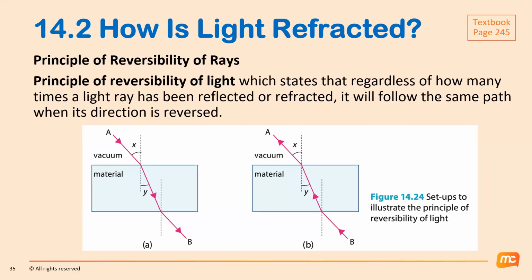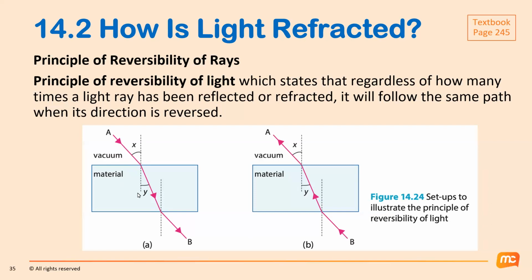To better understand how we can use the second formula, we need to understand the principle of reversibility of light, which states that regardless of how many times a light ray has been reflected or refracted, it will always follow the same path when the direction is reversed. What do I mean by that? You can take a look at picture A. Light is traveling from the direction of A towards B, moving from vacuum into a material and out of the material. So this is my angle of incidence, X, and this is my angle of refraction, Y.